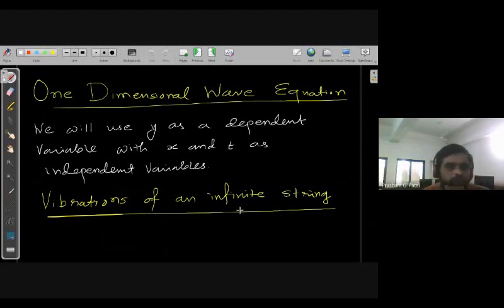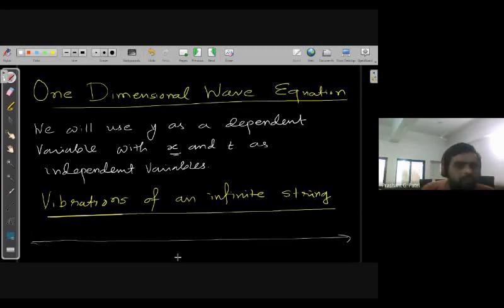So what is the problem? First of all, let us understand that we are given an infinite string and we make some force on it, and we need to find out the position of any point at time t and at position x. Here y is a displacement variable which depends on x and t. X gives your position and t gives your time. So the situation is that an infinite string is given to us, and we can give some extra force to this infinite string.